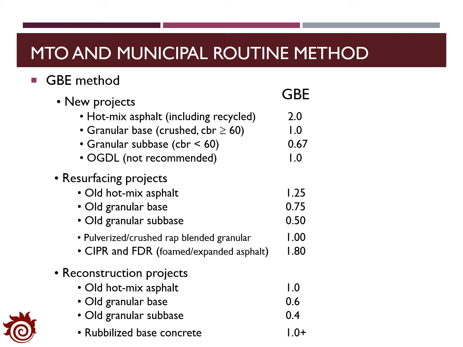While for the reconstruction projects, we need to further reduce the GBE factor. For the old hot mix asphalt, the GBE factor is reduced to 1.0. For the old granular base, it's 0.6. For the old granular subbase, it's 0.4. And for the rubberized base concrete, it's usually set as a value higher than 1.